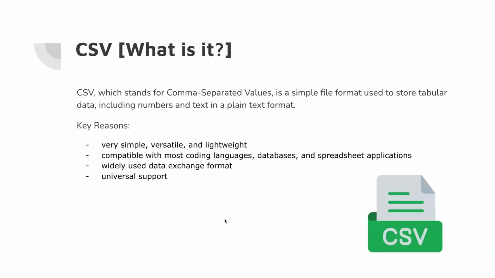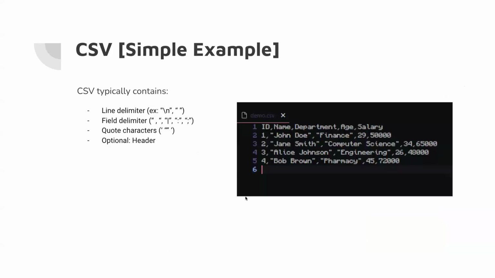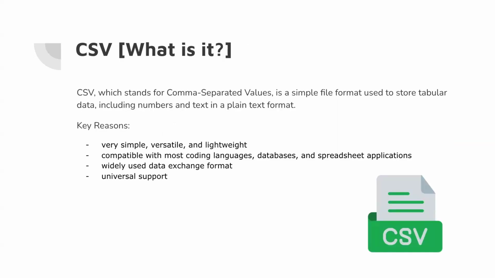It's a very simple file format used to store tabular data, such as databases or spreadsheets, in a more plain text format. Each line in the file, let me just show you for reference, represents some row of data. At the very top, we have a header, which signifies what the data underneath it represents, such as ID, names, departments, ages, and salaries. This format is particularly useful for representing simple relational data.